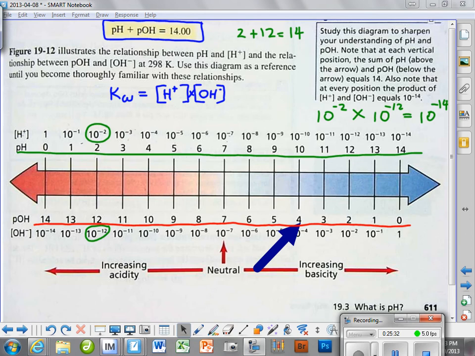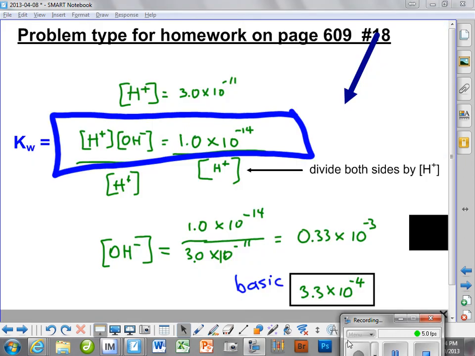See, there it is. 3.3 times 10 to the minus 11. See, we're right in here. And so the pH and the pOH correspond as they should, and we know we're in the basic range. So you're set to do the problems on page 609, and now let's see what we have in store for us when we go back to the other homework problems for tonight that are in the chapter assessment.